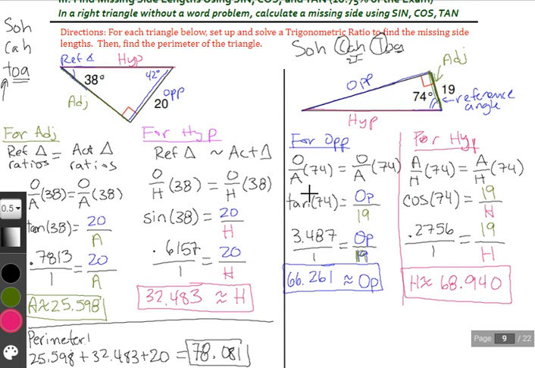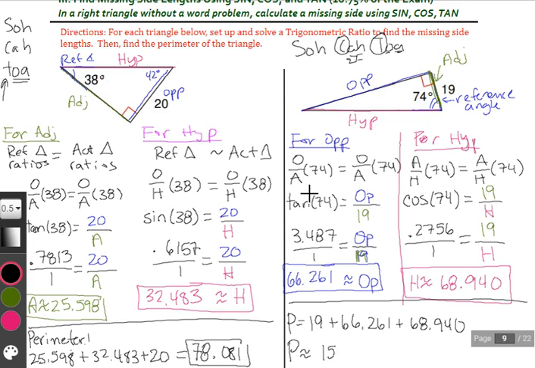All right, perimeter time. So perimeter, let's add together. So I have 19 for my triangle already. 66.261 plus another 68.940. So my perimeter is approximately 154.201. And of course, if we had to round up or down, we could do that, but that's going to be our perimeter value, right?